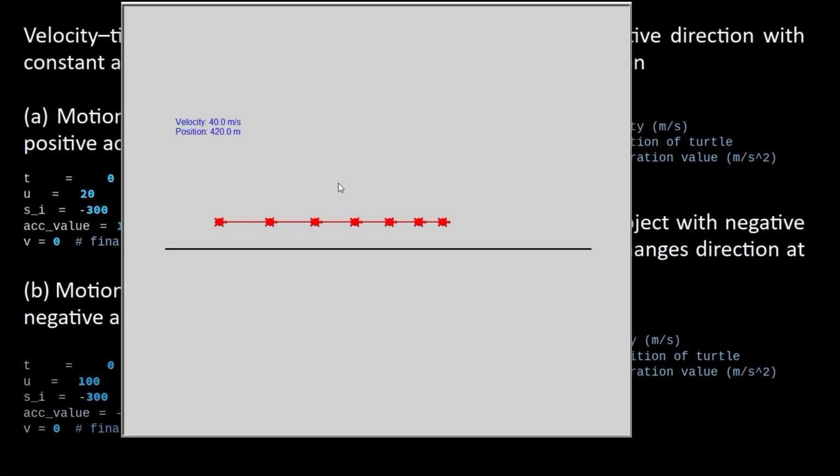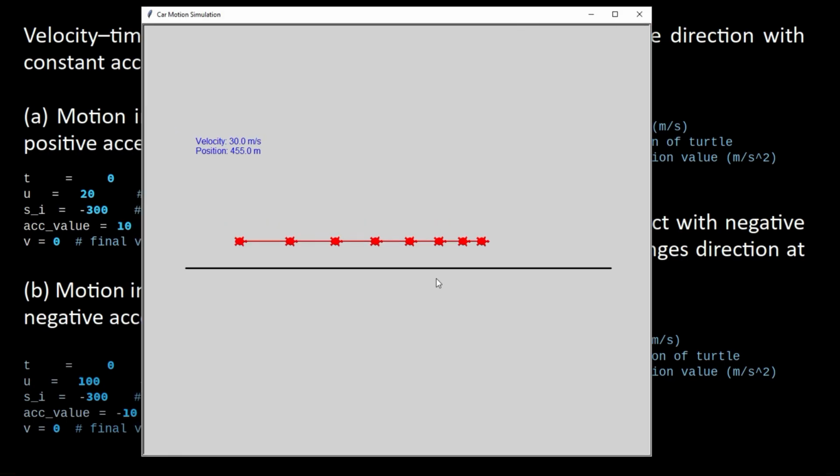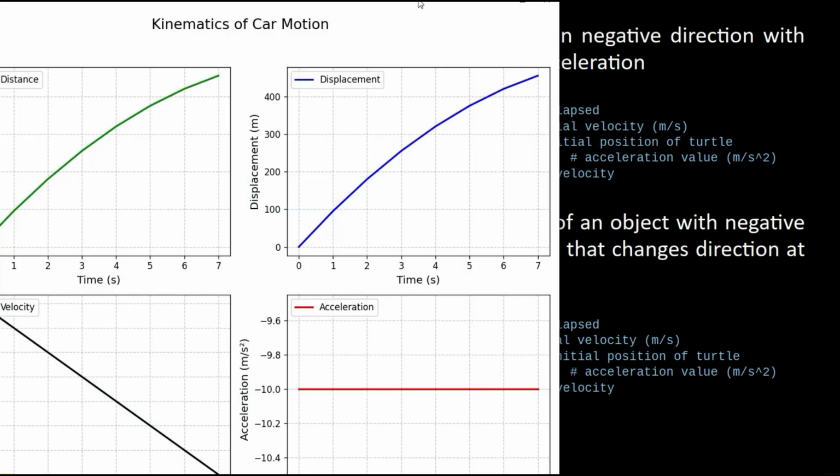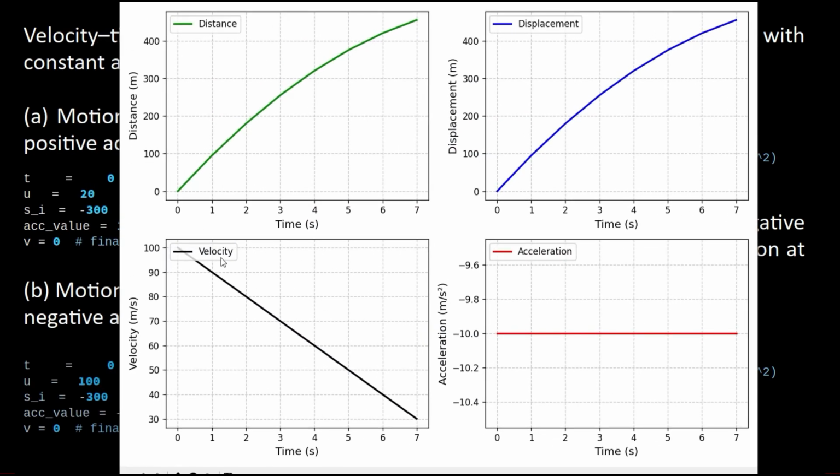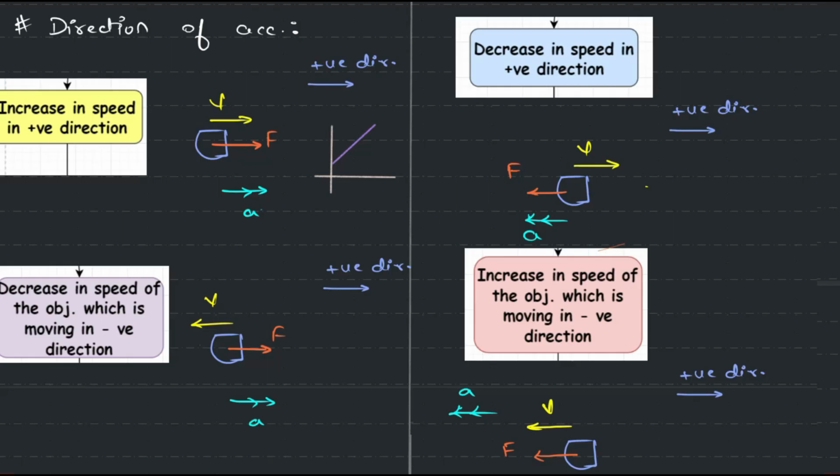So this is an example of correct negative acceleration. Actually, the object was moving to the right, but it's slowing down, thus making the force to be in the left direction, and so the acceleration is in the left direction. So this is our velocity time graph. You can see that the velocity is positive, but it's reducing. It's moved from 100 to 30. So this is a case where it's already moving to the right. The graph looks something like this.